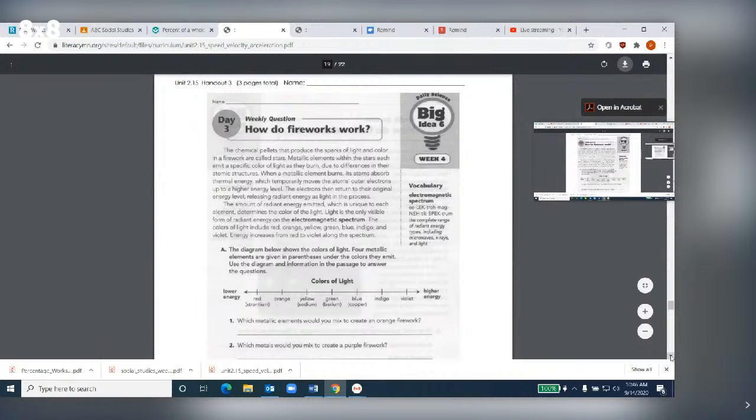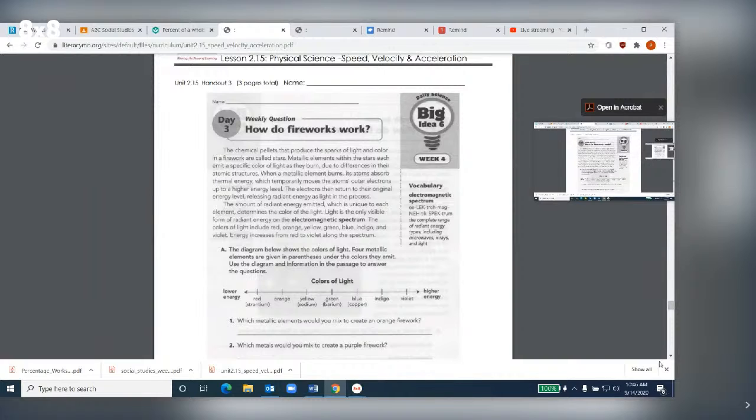Light is only visible in forms of radiant energy on the electromagnetic spectrum. The colors of light include red, orange, yellow, green, blue, indigo, and violet. They increase from red to violet on the spectrum. This is what we covered last week. So remember, red is the lowest energy, and violet would be the highest energy. So it says, what metallic elements would you mix to create an orange firework? So orange would probably be, you take the red and the yellow. And purple basically would be kind of the indigo and violet. Okay.